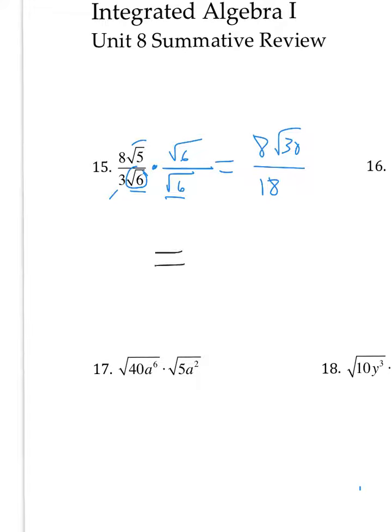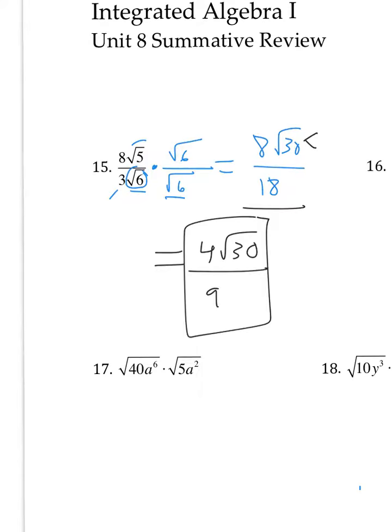Anytime you get to this point, you want to double check if you can break down the radical. 30 you can't. There's no perfect square that goes into it. But 8 and 18 can be reduced to 4 over 9. So your answer is in black, right there.